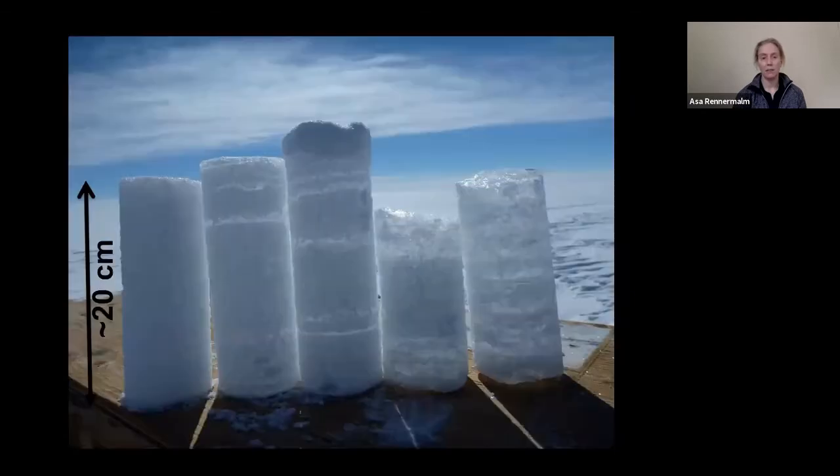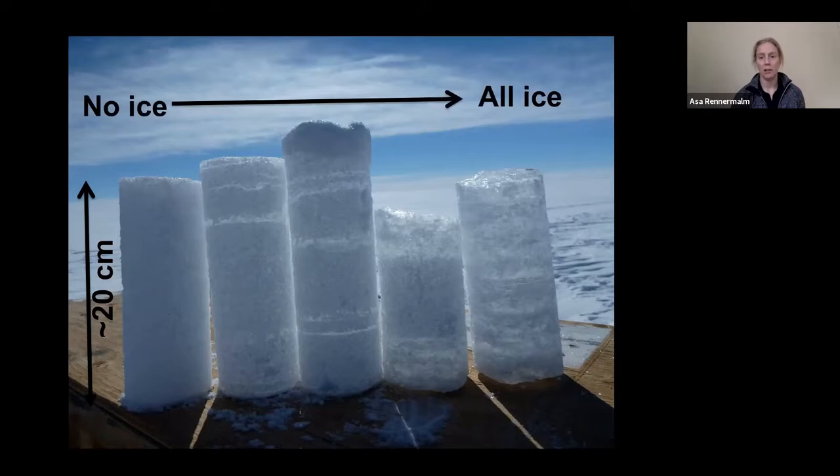And here's a photo to show you some pieces of firn cores. I arranged them here to kind of illustrate what ice layers are. And it's like a gradient. Each section here is about 20 centimeters. And you can see the ice layers very clearly here against the sun. And as you go, this gradient goes from no ice and all firn to all ice.